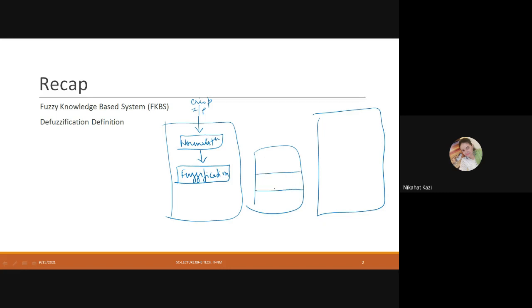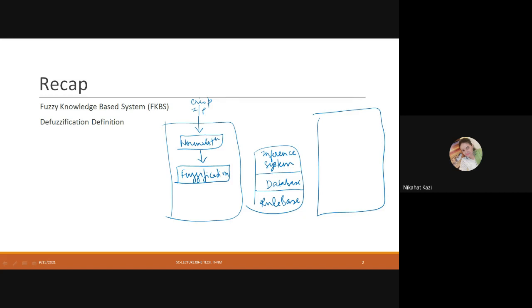You have a rule based or inference system. You have the database and you have the rule base. These two together form the knowledge base, right? And you have an inference mechanism which is going to work upon all the rules which are saved in the rule base plus whatever is in the database.